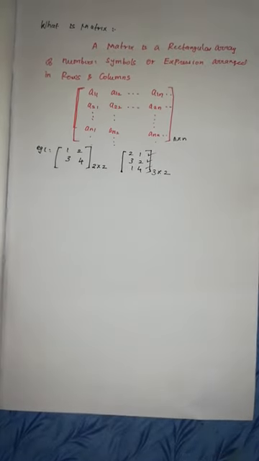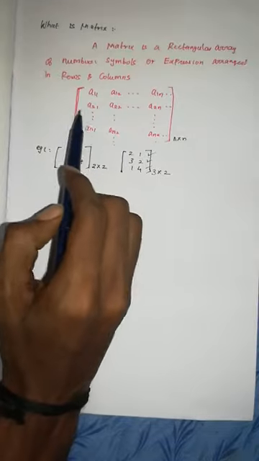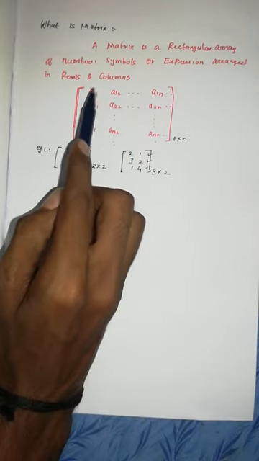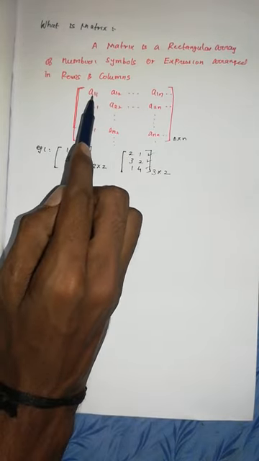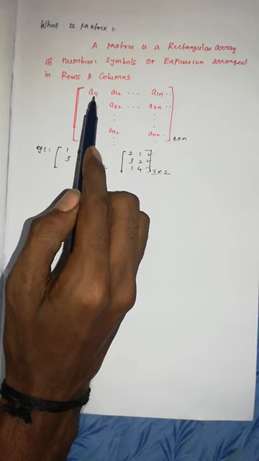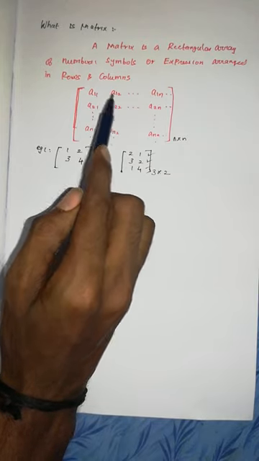This is a precise definition for the matrix. A matrix is a rectangular array of numbers, symbols or expressions arranged in rows and columns. You can see that this is a rectangular array. The entries can be numbers or symbols, or they can be expressions. So I call this a matrix.